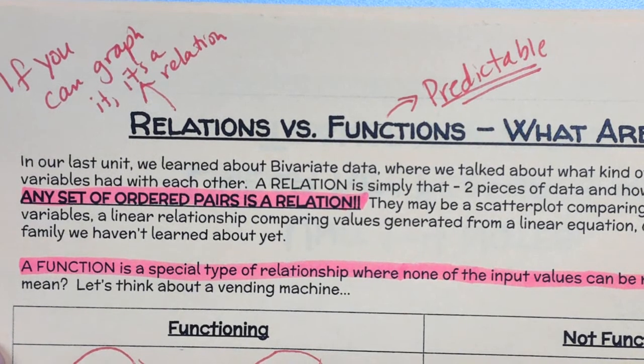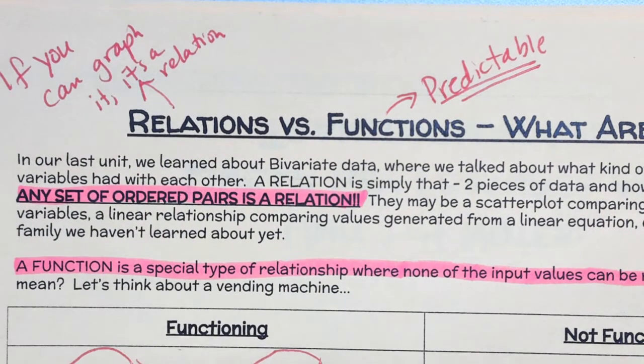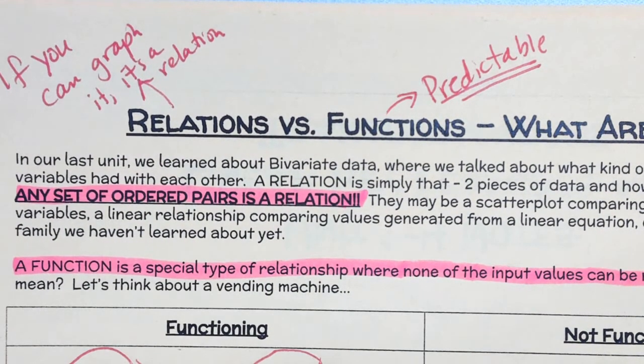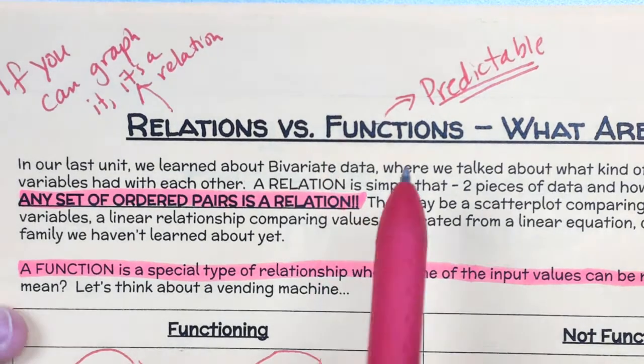Relations could be a function, but they don't have to be. But functions are like a special type of relation, and they have to be predictable. So let me show you what that means.